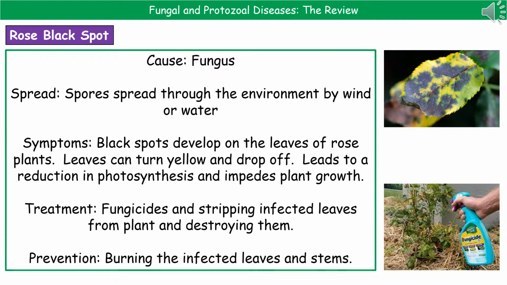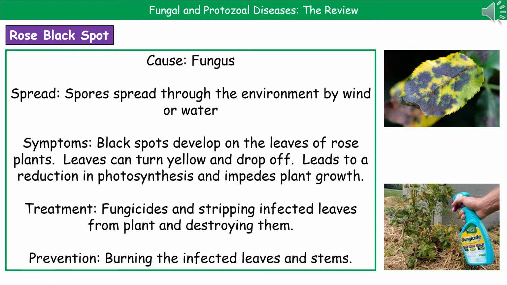So as I've said, it's caused by a fungus, and hopefully the name has given you a little bit of a hint about what it actually is, because it pretty much does what it says on the tin here. It's going to occur in roses and it's going to cause black spots to develop on the leaves of them. Once those black spots have formed, then those leaves can turn yellow and drop off, and all of these things together are going to result in a reduction in photosynthesis within the plant, and as a result of that, it's going to then impede the plant's ability to grow.